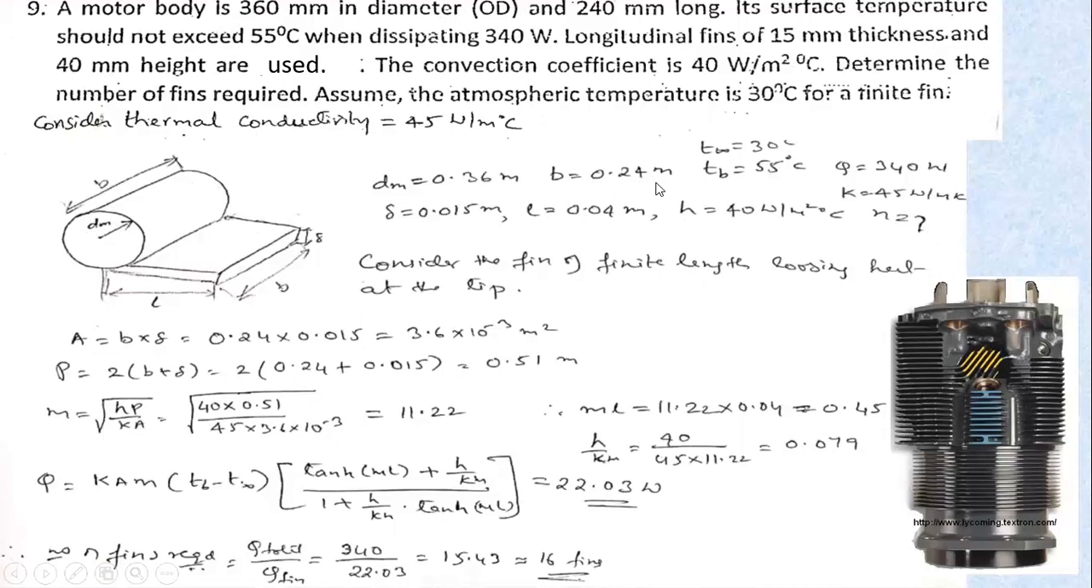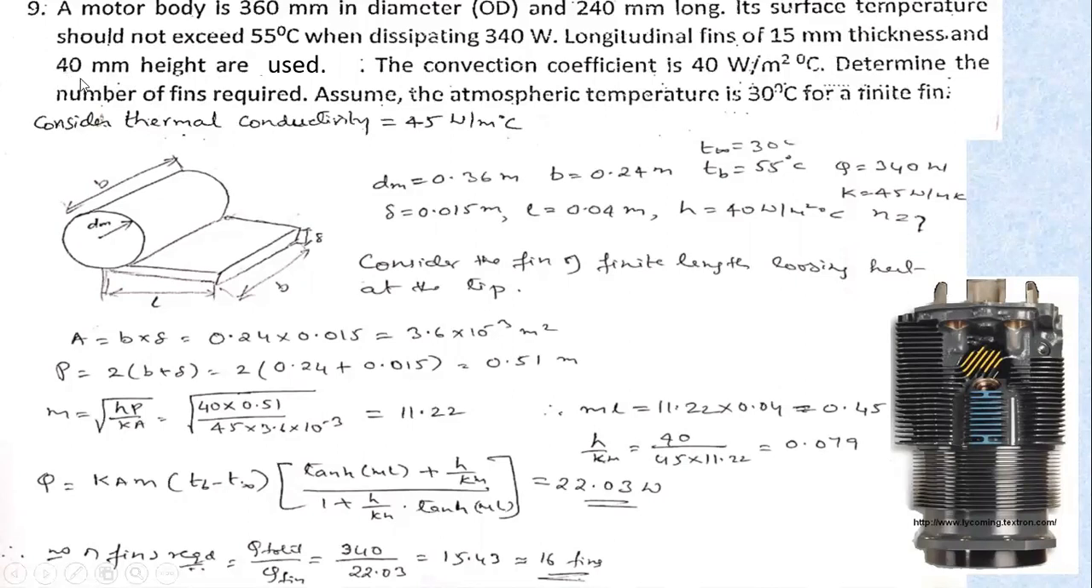That means 0.24 meters. Its surface temperature should not exceed 55 degrees. That means the motor body surface temperature, not the fin surface temperature. So the motor body surface temperature is the TB, the base temperature, 55 degrees centigrade, when dissipating 340 watts. That means the complete motor body is dissipating 340 watts. Longitudinal fins of 15 mm thickness and 40 mm height are used. So first, write down the thickness of the fin as 15 mm.